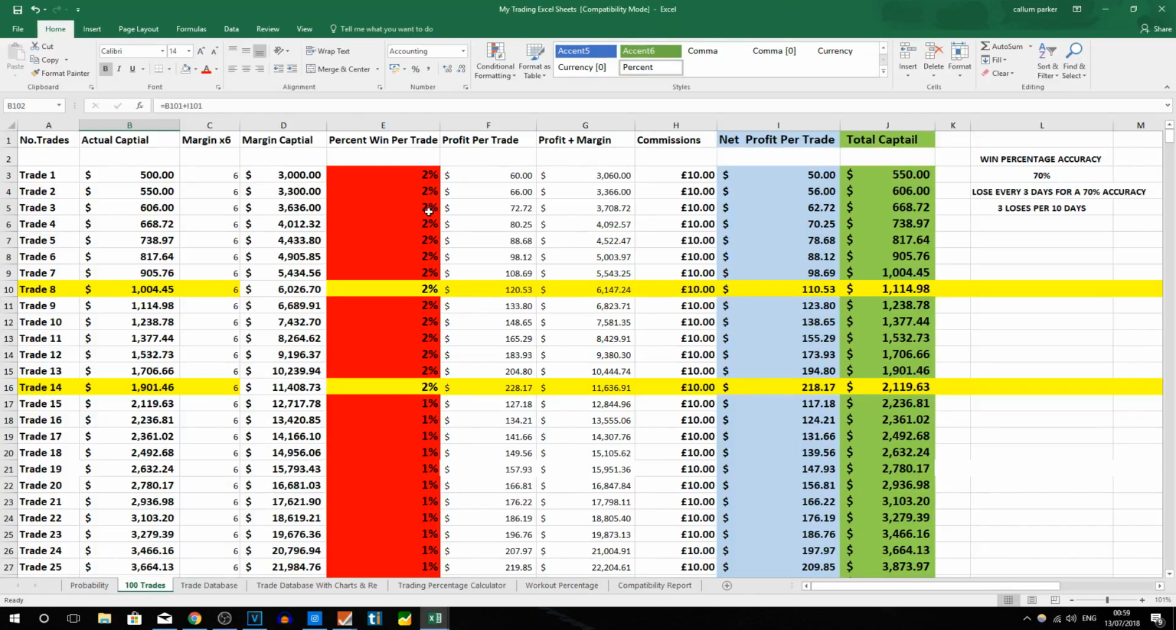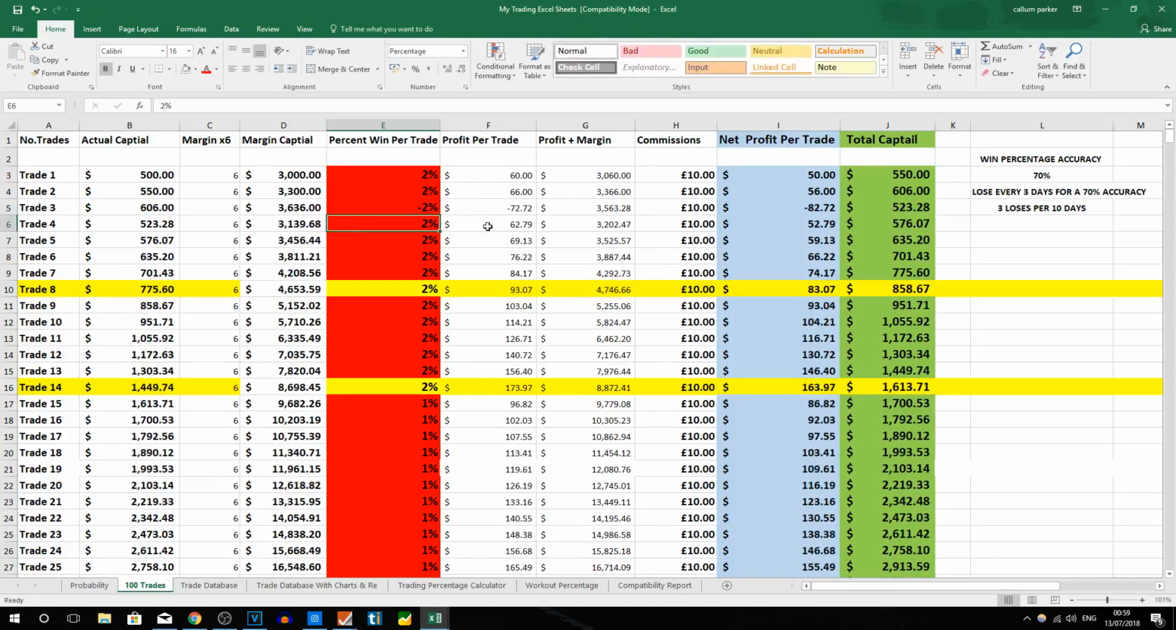You can do that in here. All you have to do is just type in your loss. So you could be minus 2, and then that's 3 days, and then an extra 3 days you could say minus 2, and you could add that in and it calculates it.